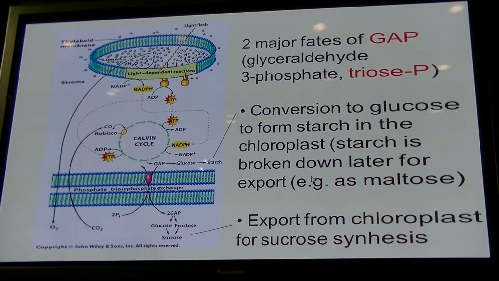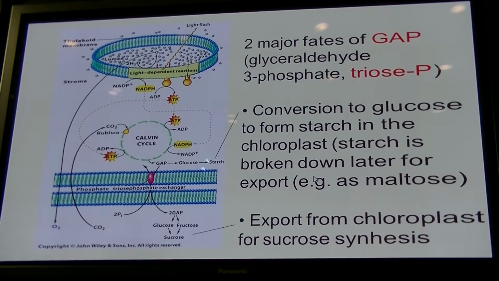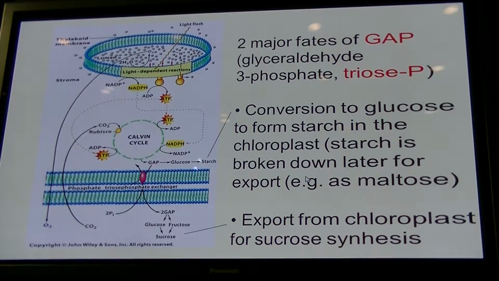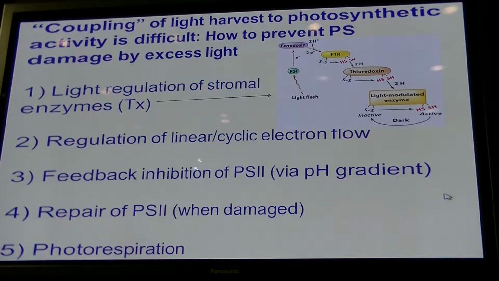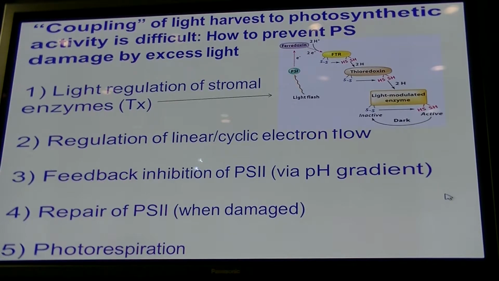Okay, so two major possible fates of triose sugar. One possibility: it stays in the chloroplast and becomes starch. The other is it's exported and becomes sucrose. Good. Those were the light reactions and the dark reactions essentially.